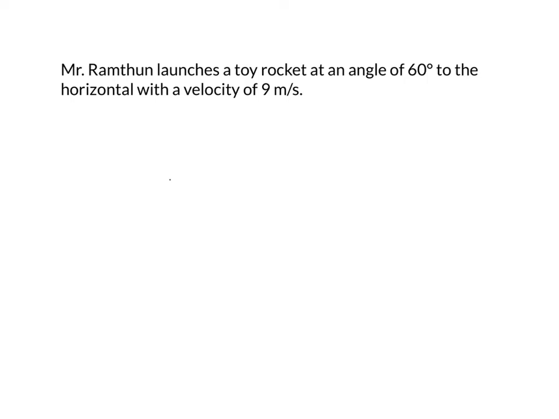Alright, let's do how high first. I draw my 9 meters per second. I'm going to need to replace my angled velocity with my vertical and horizontal. I forgot to put the angle in here, 60-degree angle. Let's do the vertical first because I'm going to do how high first. So this is going to be 9 times the sine of 60.